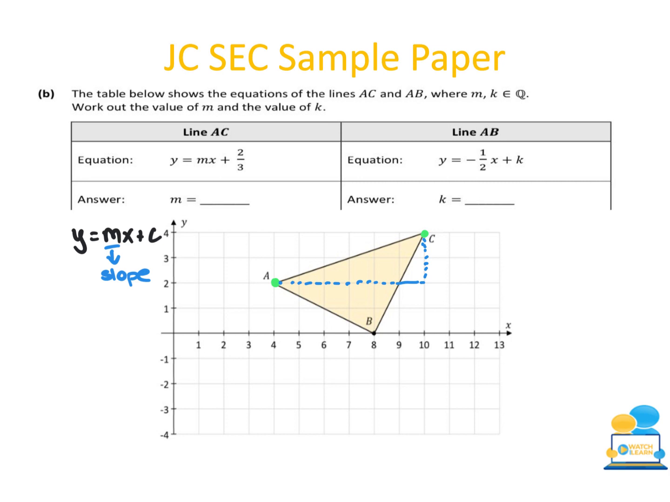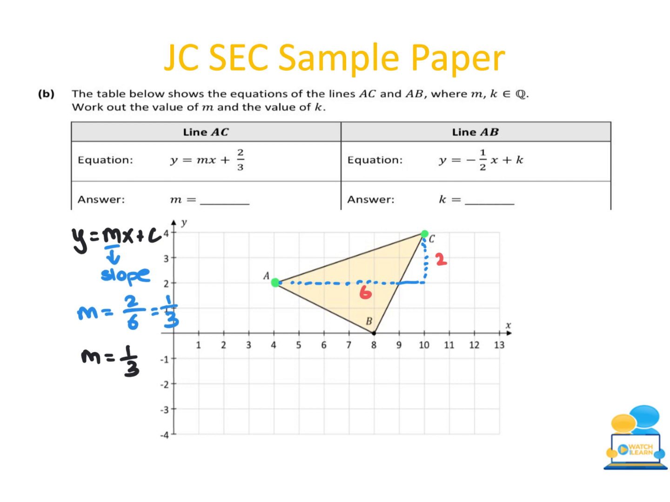So the run goes horizontally across from A over to C. So I start at point 4 and I finish at 10, which gives me a run of 6. And then I rise from A to C, going from 2 to 4, which gives me a rise of 2. That means that the slope of this line is equals to 2 over 6, or it can be simplified to 1 over 3. So that gives me that m is equals to 1 over 3 in that equation.